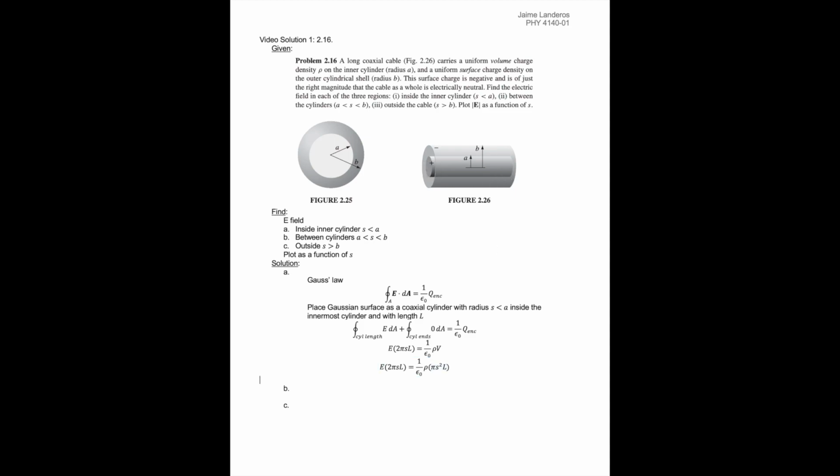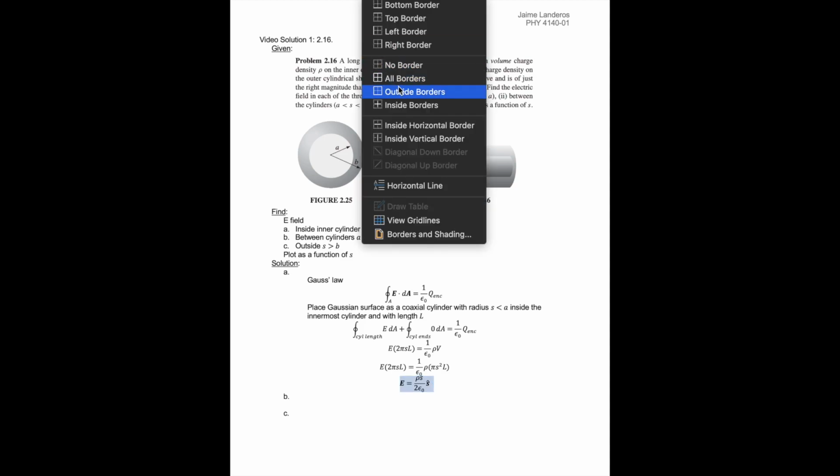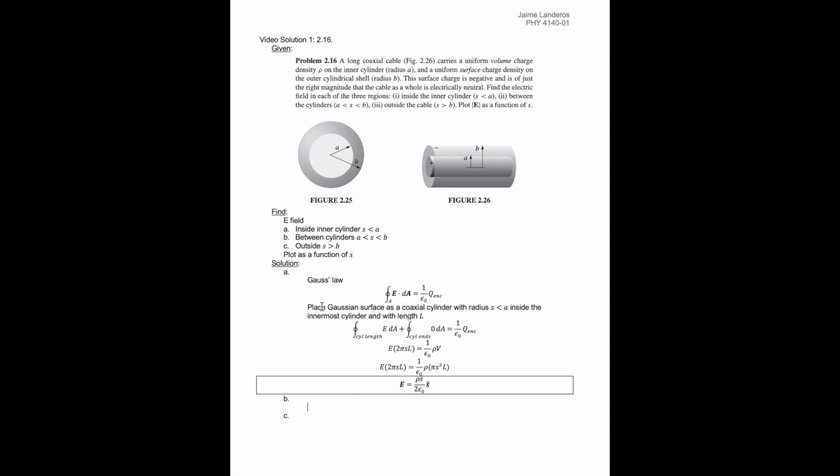And so now we're just going to rearrange and solve for the electric field vector, which is rho s over 2 epsilon naught, right? And we know it's in the cylindrical radial direction, so we're going to write it as such, and we're going to box our answer. Okay, moving on to the next domain, which is between the two cylinders.